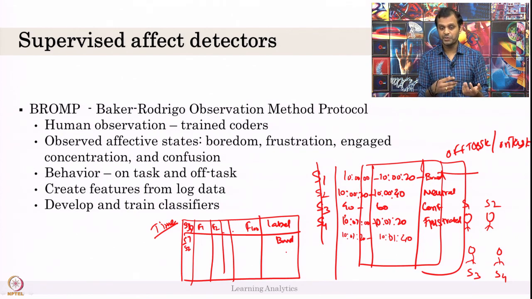And they create different ML models for different emotions. You can train only for boredom, you can train only for confusion. Different ML algorithms might give a better approach, so use the one which gives the best results. That's the whole idea of creating automatic emotion detection using log data. Here the labeled information is from the human observation.